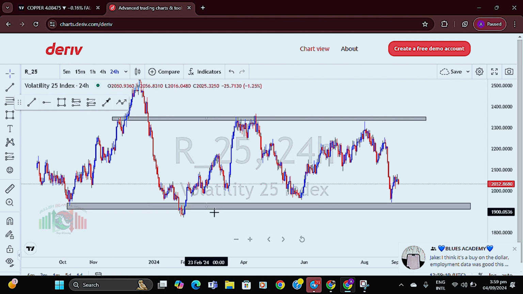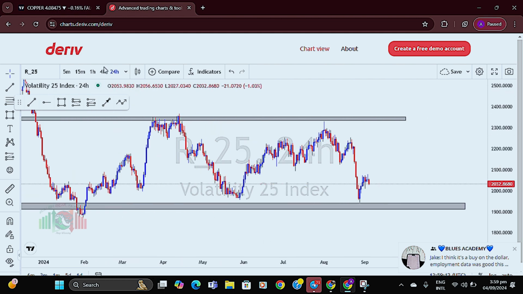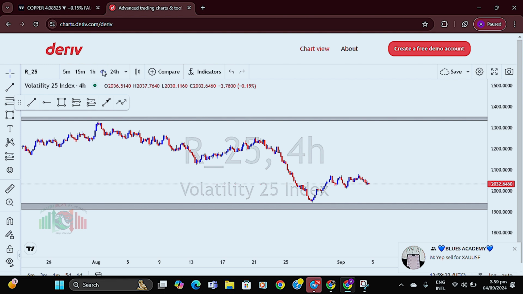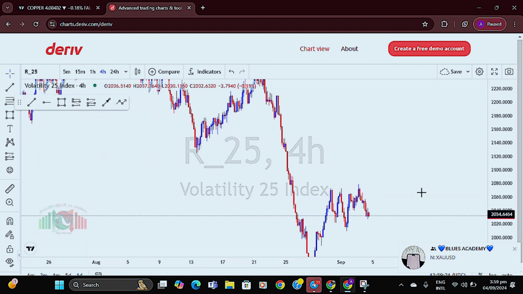Once we plot out the support and resistance level on the higher time frame, so on the daily, 24 hours is 1 day, we start from the daily, then we go down to the 4 hour, 1 hour, 15 minutes, 5 minutes. I'll make a video teaching you about time frames and which time frame suits you, because there are so many different time frames, so you can pick any that suits you.